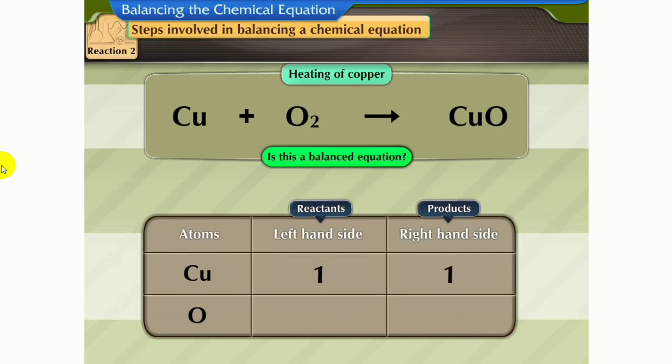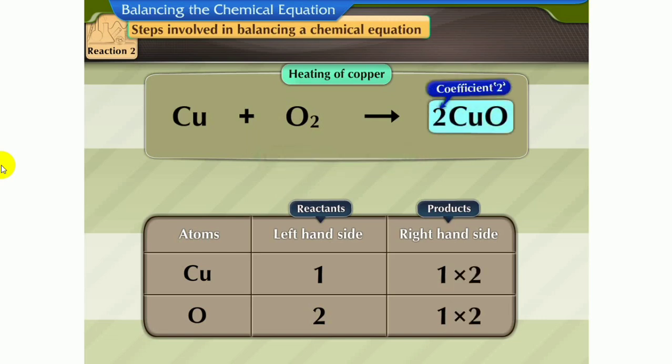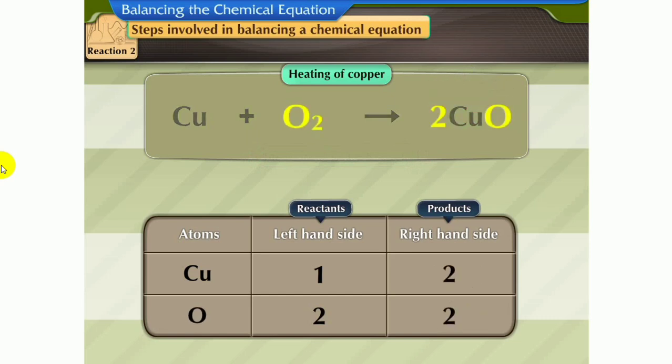The number of copper atoms on the left-hand side and the right-hand side are equal. There are 2 oxygen atoms on the left-hand side and 1 on the right-hand side. The equation is not balanced. If we put a coefficient 2 for the copper oxide molecule, the number of oxygen atoms are balanced, but not the number of copper atoms.